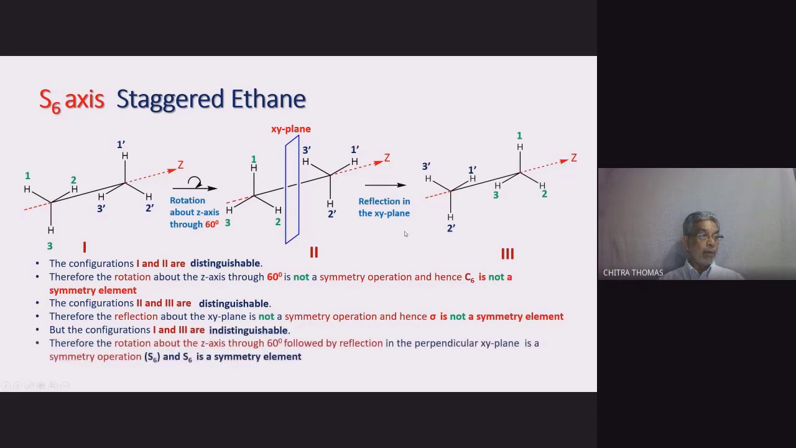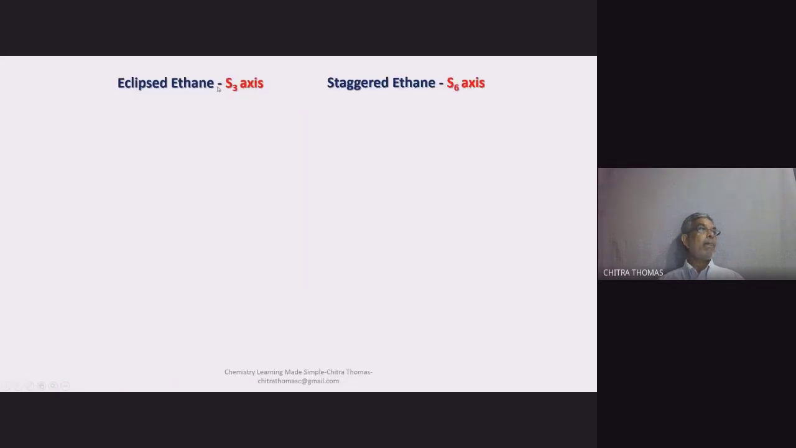So, the rotation about the z-axis through 60 degrees followed by reflection in the perpendicular plane is a symmetry operation, and S6 is a symmetry element. Here S6 exists, but the C6 and the sigma do not exist independently. Now we have just seen that the eclipsed ethane has an S3 axis, and staggered ethane has an S6 axis.